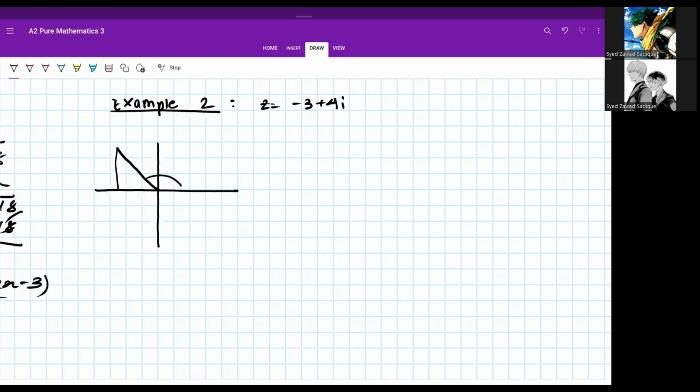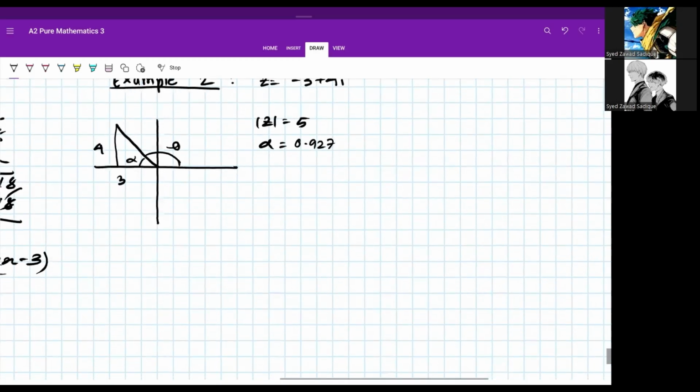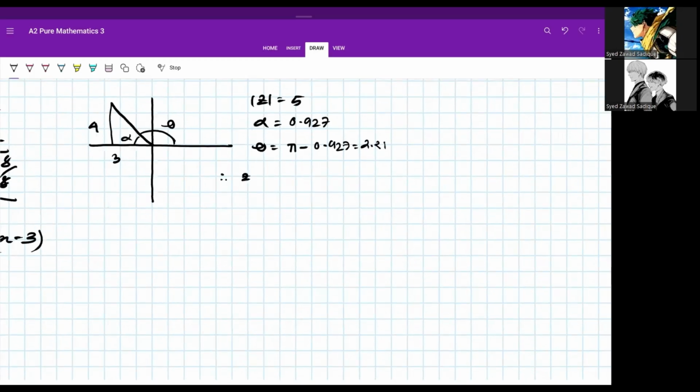Now this will be theta. This will be alpha. The modulus of z will be once again 5. Alpha will be 0.927. However, theta would be pi minus 0.927, which is 2.21. Therefore, in this case, z will be 5 cos 2.21 plus i sine 2.21.